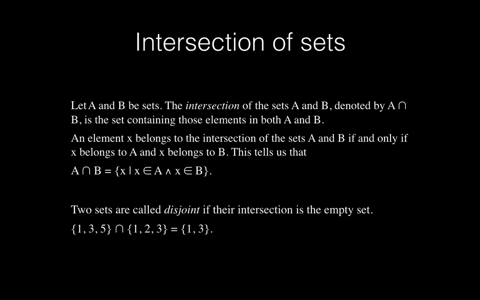This means that the set obtained after the intersection will have elements with the only condition that they are present in both A and B, not exclusively in any one of the sets. So let an element X belong to the intersection of the sets A and B if and only if X belongs to A and X belongs to B.